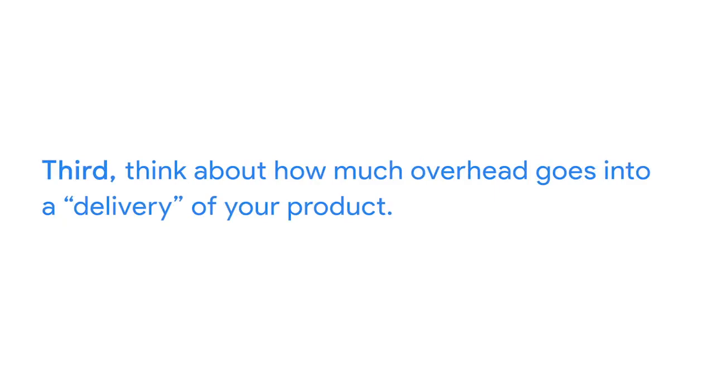Third, think about how much overhead goes into a delivery of your product. If your deliverable or solution requires a large review with many stakeholders, or goes through a rigorous testing and quality assurance process that takes several days, you should factor that into your sprint length and choose a longer sprint, such as 3 or 4 weeks instead.